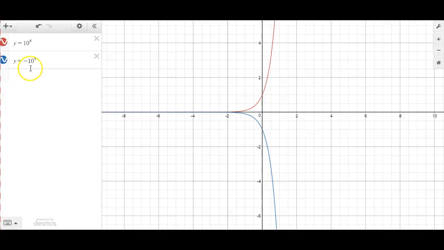So if I have a negative base number, it changes it from a normal positive base number exponential graph, and it reflects it in the x-axis. Okay, so that's varying that.